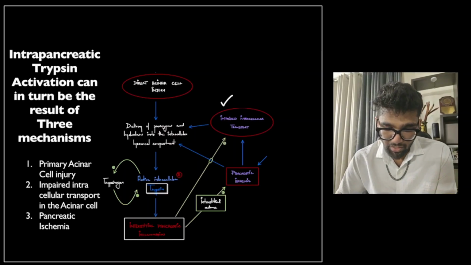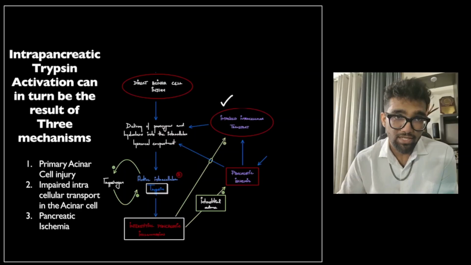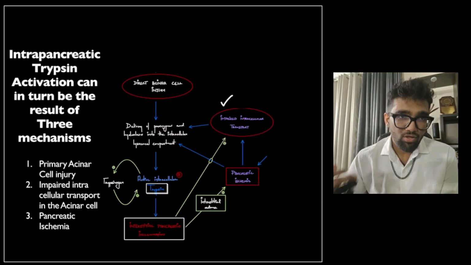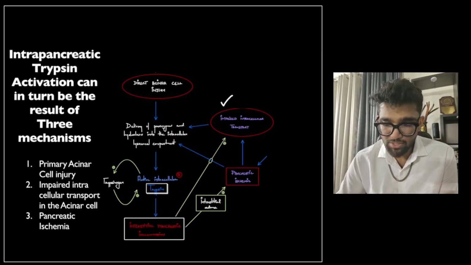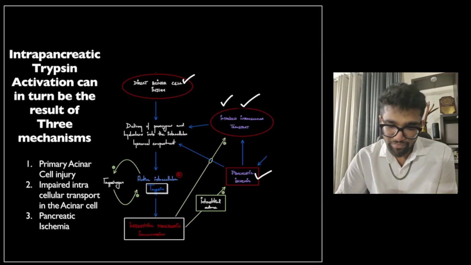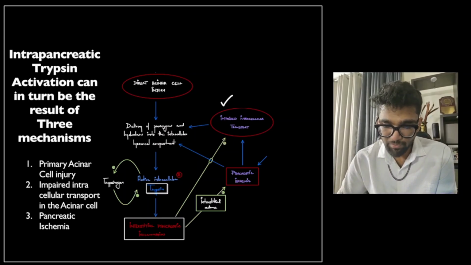Now, additionally, interstitial pancreatic inflammation, through other mechanisms, that is through neutrophil mediated damage to acinar cells, and also induction of mitochondrial dysfunction and reactive oxygen species production, results in impaired intracellular transport. So again, once any of these three mechanisms is initiated, they eventually lead to one another, and this results in a positive feedback loop.